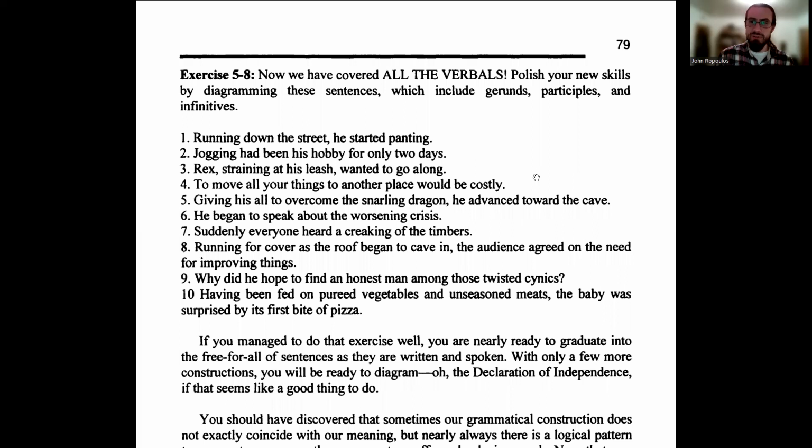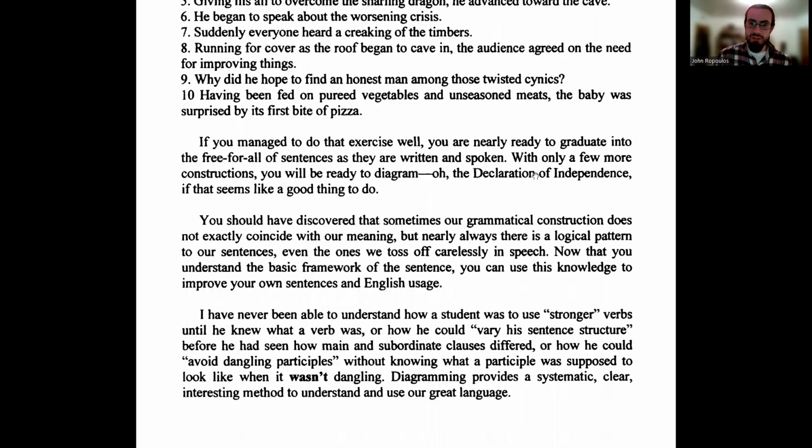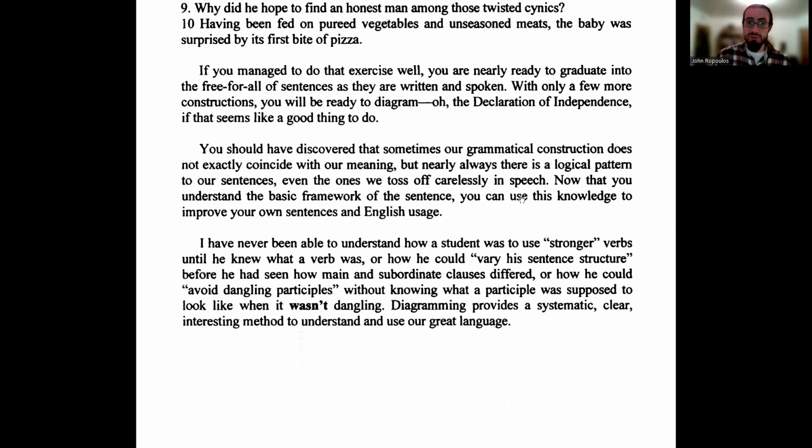Right, now we have covered all the verbals. Polish your new skills by diagramming these sentences, which include gerunds, participles, and infinitives. Okay, and that's it for verbals.